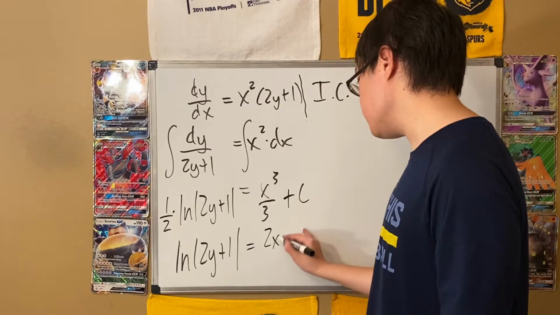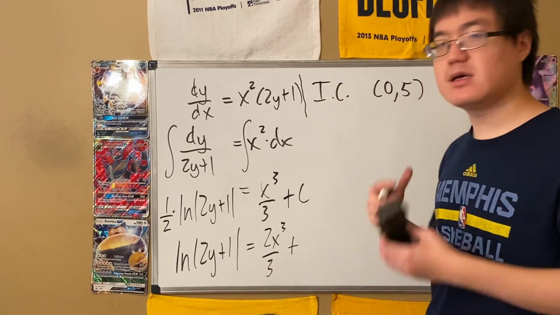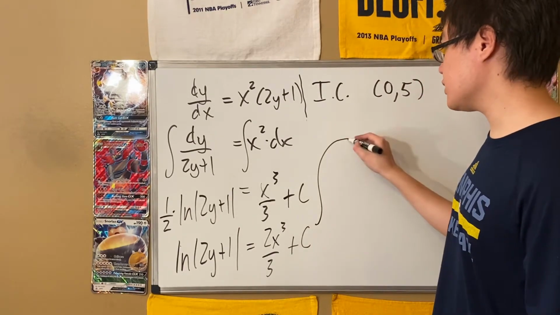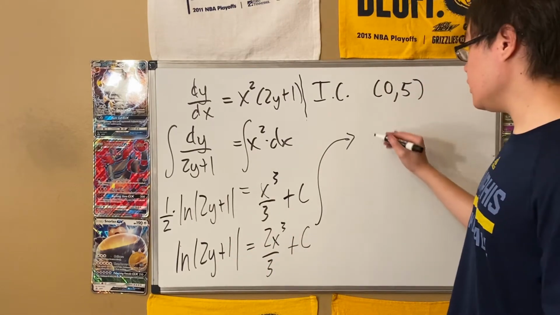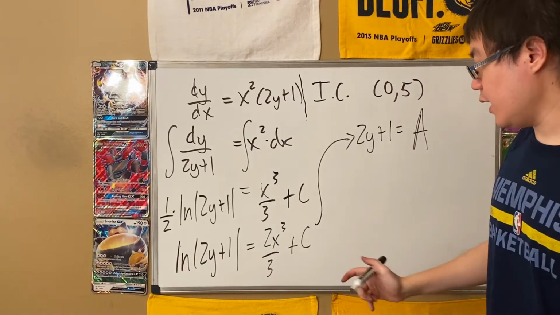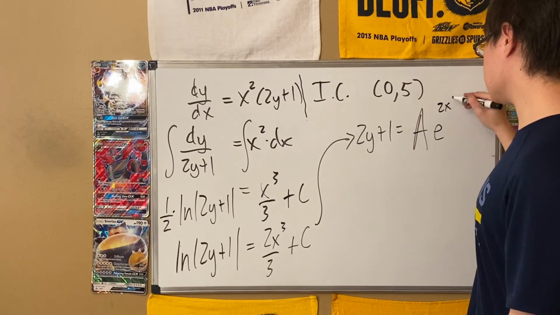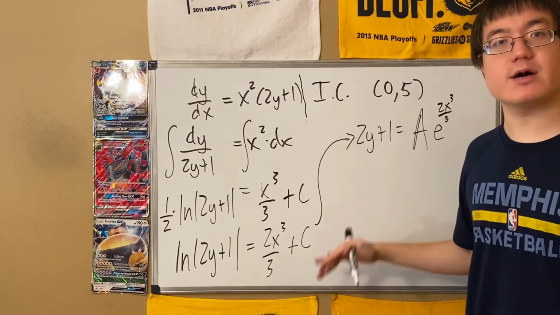It's going to be 2x cubed over 3. If you want, you can write plus 2c, but I'm just going to write plus c because, again, it doesn't really matter because we're about to change the constant to an a. So how does this work, of course? Well, you just take whatever's in the ln, 2y plus 1. Then you remember and write a big, lovely a, and then you're just going to have e to this power, 2x cubed over 3. So now it looks like we changed successfully plus c to a.